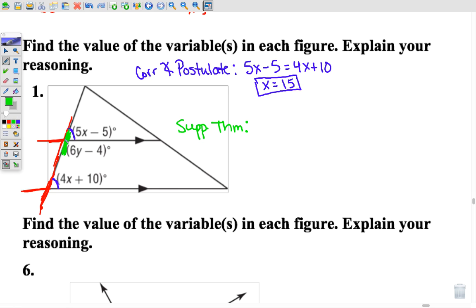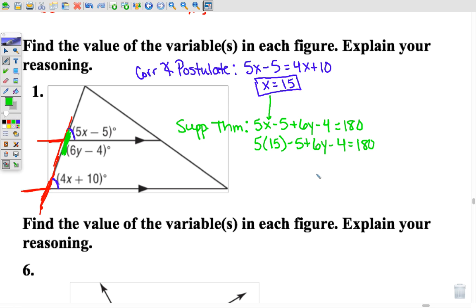And what that tells me is I have two angles. They lie on the same line. They form a linear pair. And so the sum of these two angles has to be 180 degrees. So 5x minus 5 plus 6y minus 4 is equal to 180 degrees. And I now know x, so we're going to plug that in right here. So 5 times 15 minus 5 plus 6y minus 4 is equal to 180 degrees.